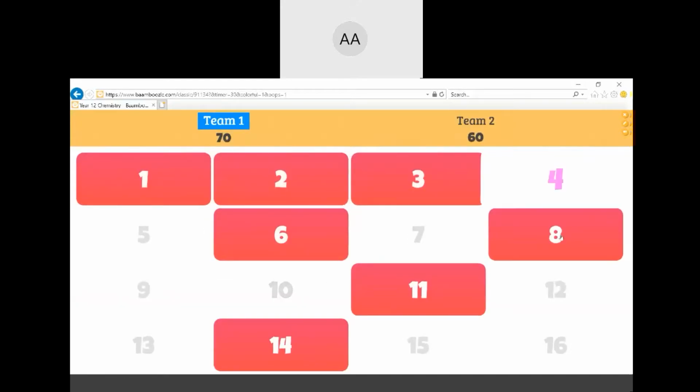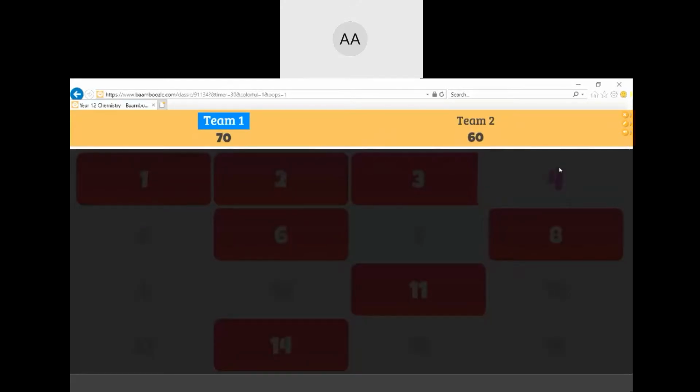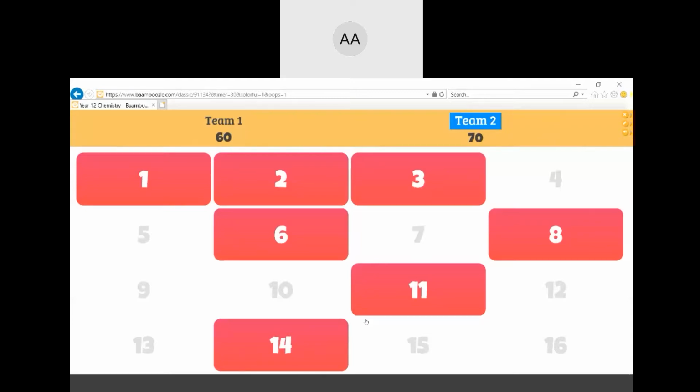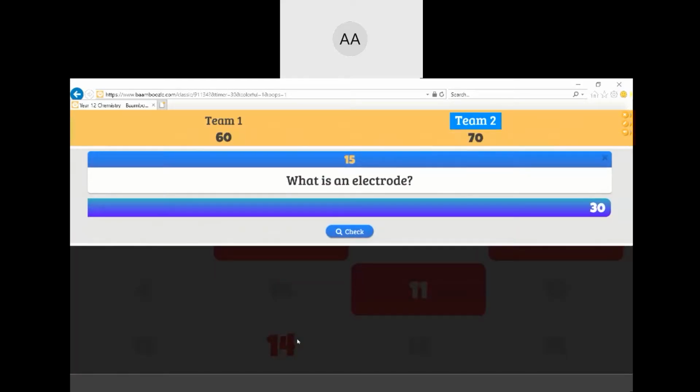Okay, number 4, I hear you say, team 1. Swap points. So sorry. Team 2, you're now in the lead. Okay, team 2, number 14. What is an electrode? This should be an easy one for you all. Oh, and it is. You're coming in with an answer early on.